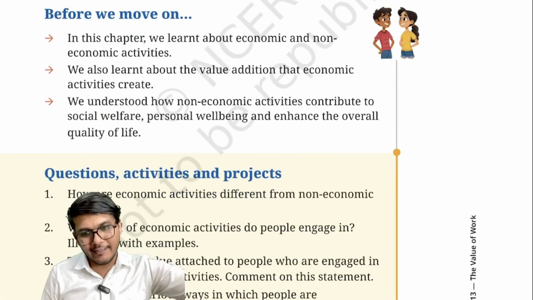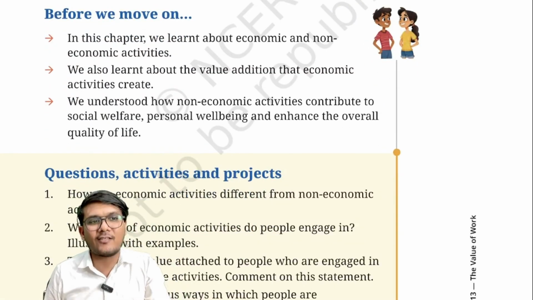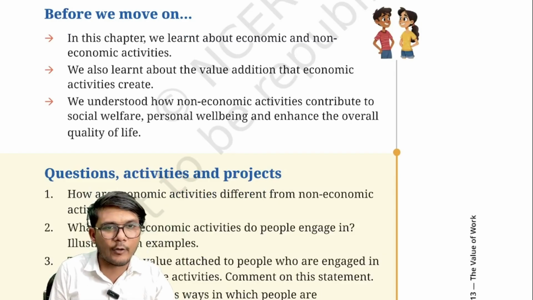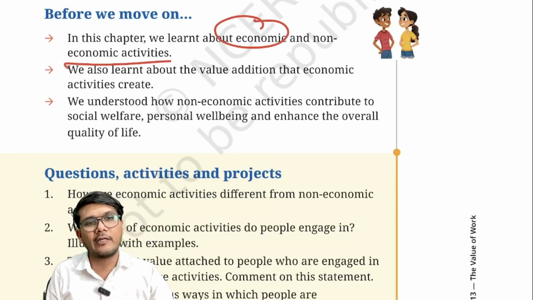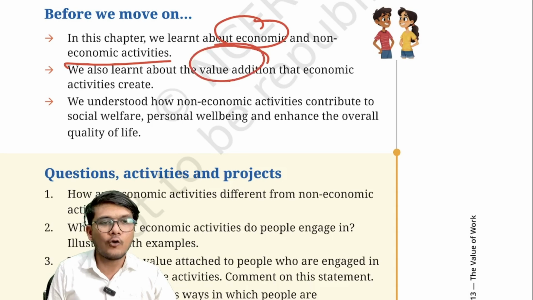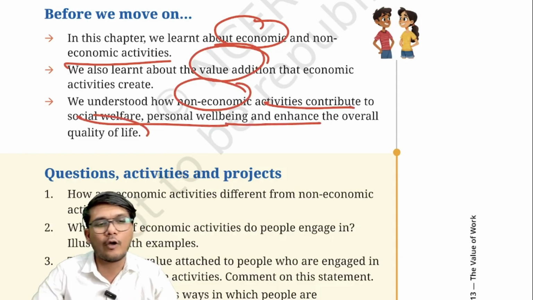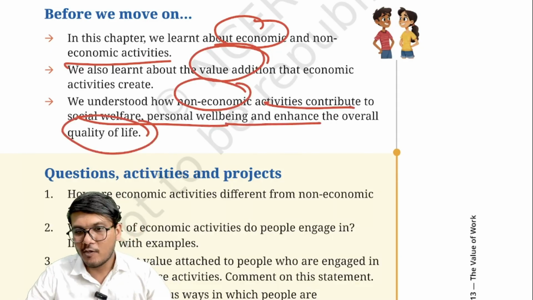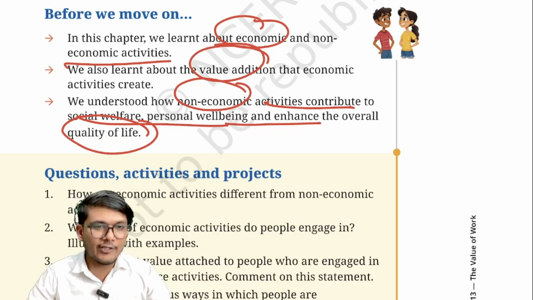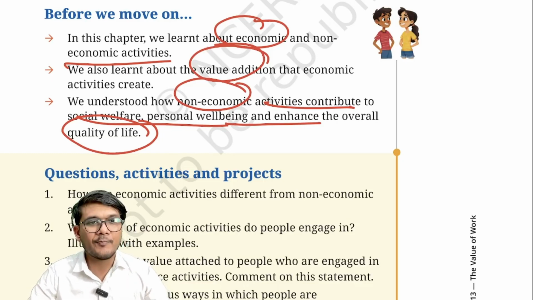So before we move on to the next chapter, what NCERT does is tell us what we learned. In this chapter, we learned about economic activity and non-economic activity. We learned about value addition. We also understood how non-economic activities contribute to social welfare, personal well-being, and enhance the overall quality of life.